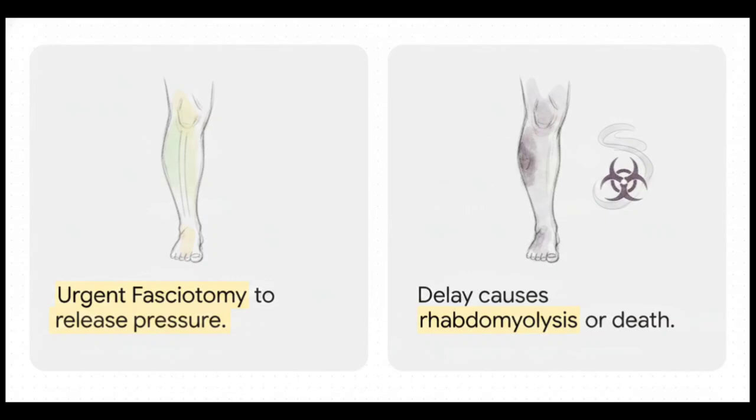And the required action is absolute. The emergency intervention here is an urgent fasciotomy. For example, doing a 2-incision, 4-compartment decompression in the lower leg to slice open the fascia and instantly release that suffocating pressure. If this treatment is delayed, though, the consequences are genuinely catastrophic. The dying muscle releases toxins causing rhabdomyolysis, which can lead to amputation or ultimately even death.